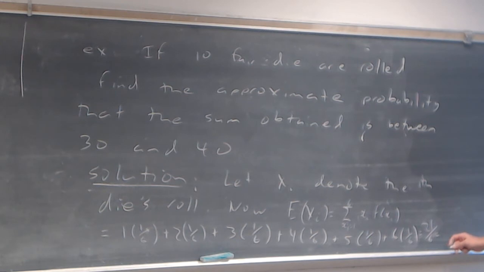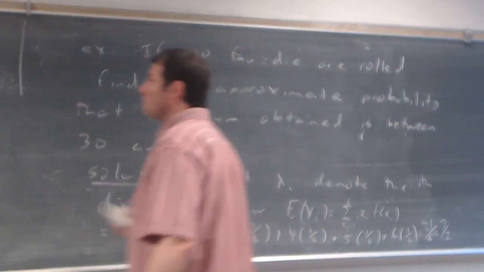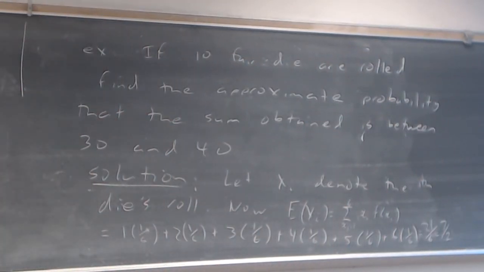What is that? 3 goes into both, so that's 7 halves. Okay? That's what the expected value of x sub i is. They're all identically distributed, their means are all the same, 7 halves for each of the dice.